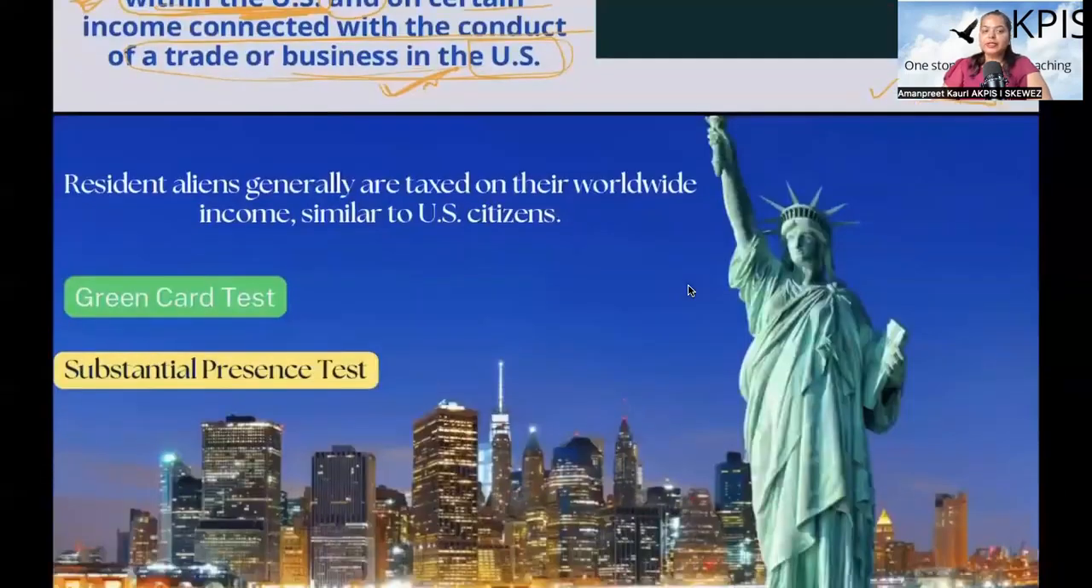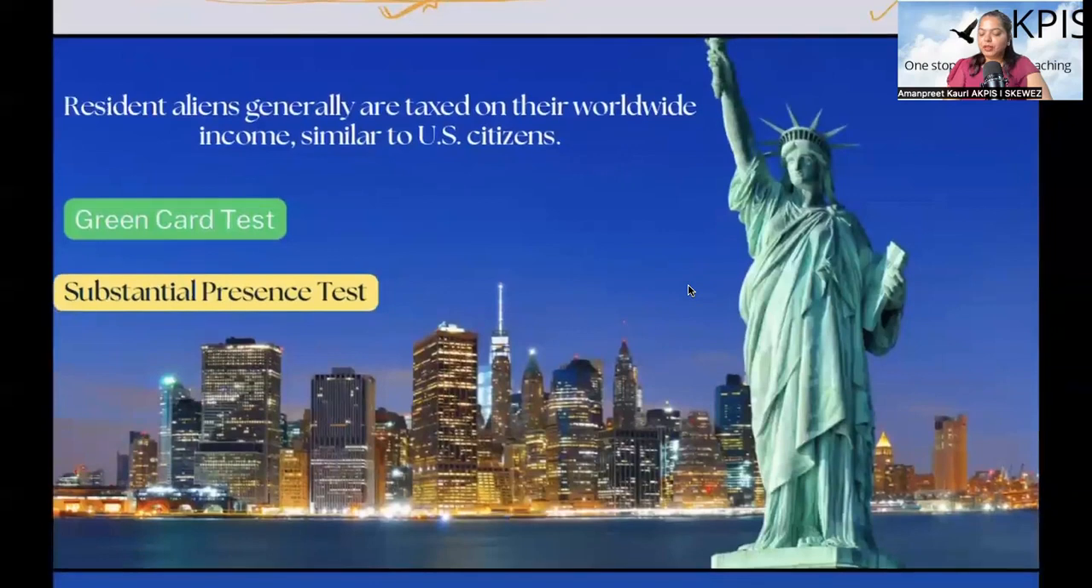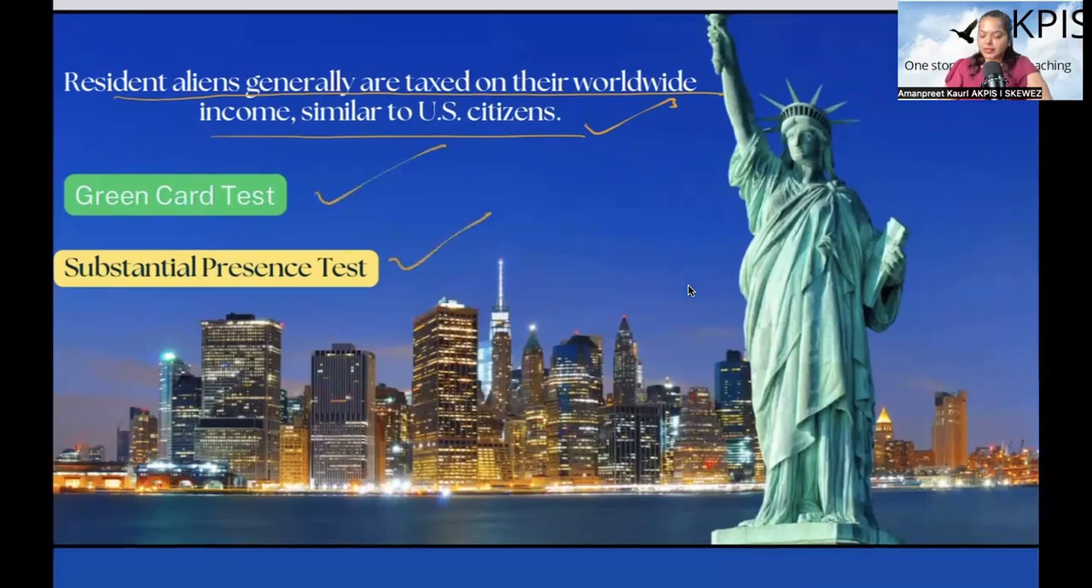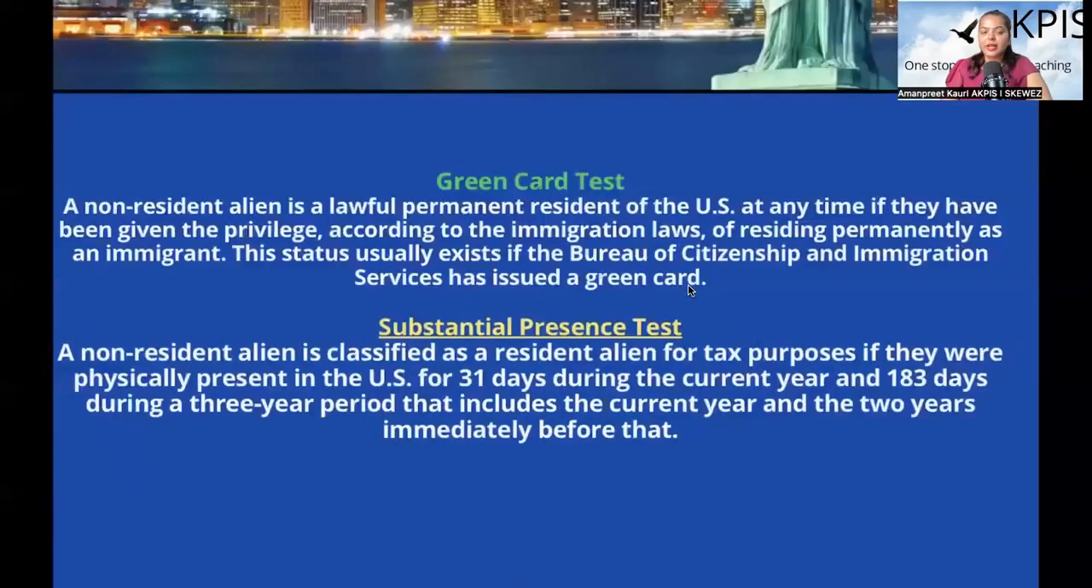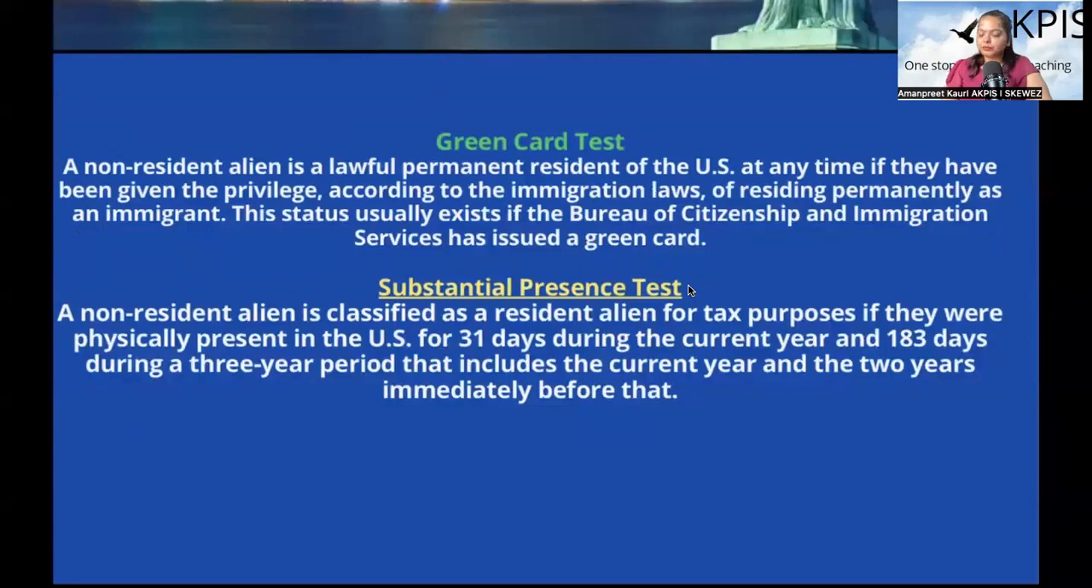However, as we earlier discussed, resident aliens are generally taxed on their entire worldwide income, just similar to US citizens. In the very beginning, we discussed this. Even though they are not US citizens, the provisions are similar, just like United States citizens. Why? Because they are satisfying the green card test or the substantial presence test. Now let's discuss both of these tests one by one.